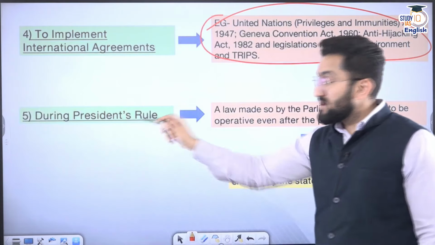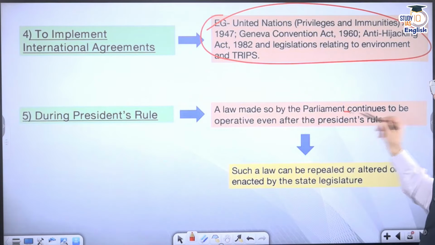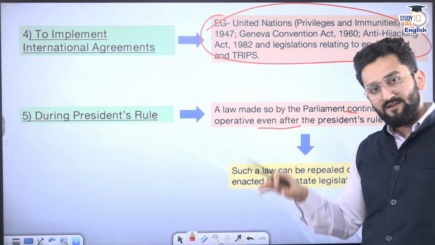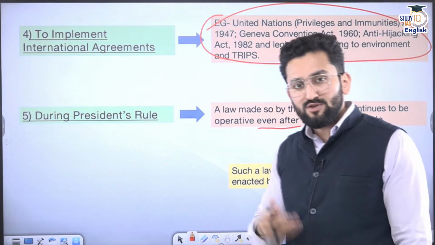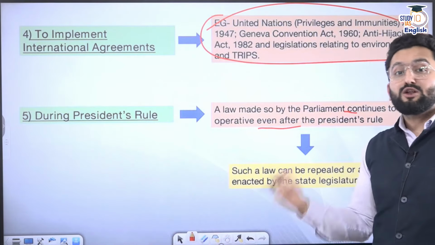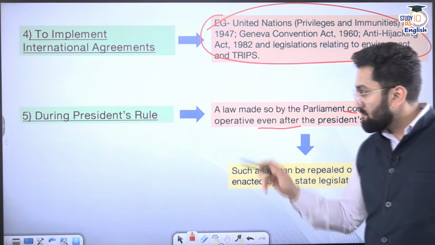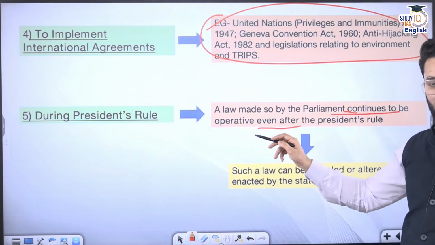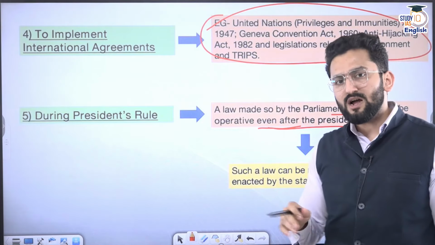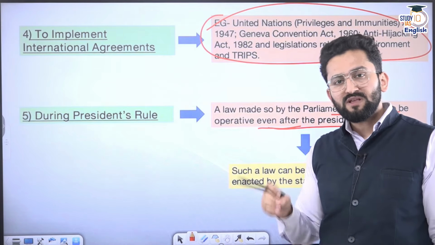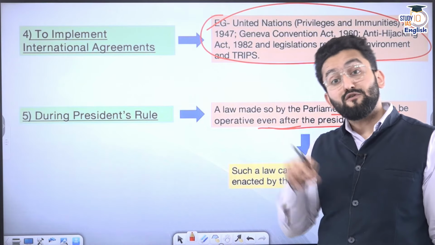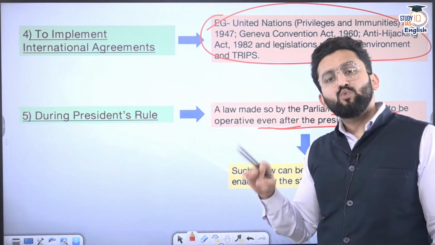Okay. Fifth, during President rule, a law made by Parliament continues to operate. I'm talking about Article 356, right? If constitutional machinery is broken and on this basis President rule is imposed, so now Parliament will make law in this regard. So although rule is President rule, Parliament will make this law. Okay, but it will be there. And consider that after say 1 year, President rule ceases to exist. So this law, which was made by Parliament for this particular state where President rule was imposed, will continue.